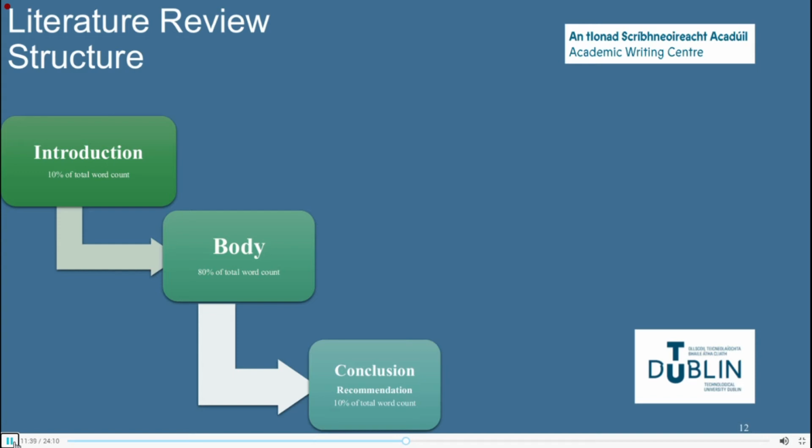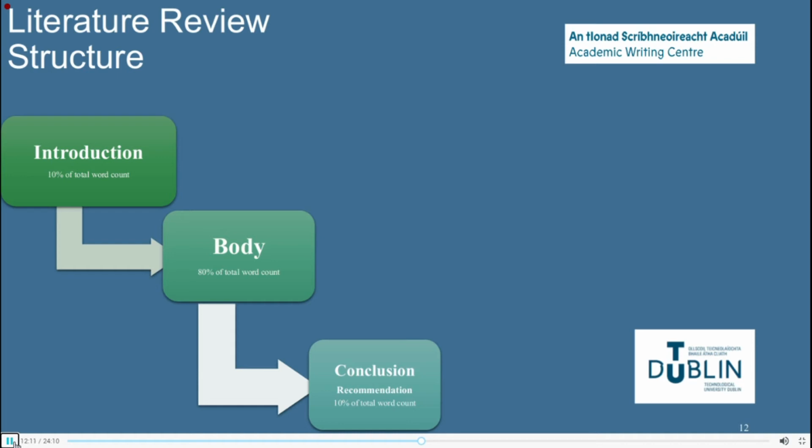So in this slide, you can see the structure of the literature review. It comprises an introduction, a body, and a conclusion. And in general, we can say that the introduction and the conclusion represent about 10% each of the total overall word count for the literature review, and the body in turn represents the remaining 80%.